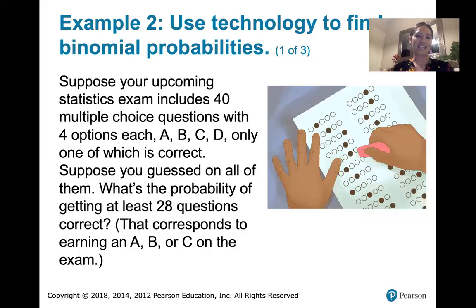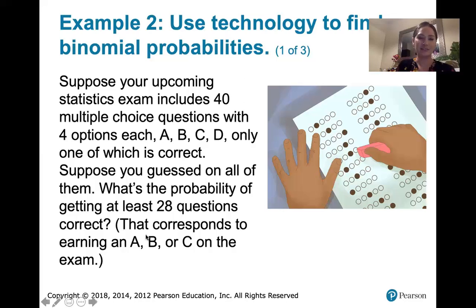Now, 28 out of 40 corresponds to a grade of 70%, so that's a C. And this says, what's the probability of getting at least 28 questions correct? So we want X to be equal to 28 or greater than 28, because you're hoping to get 28 correct or 29 correct or 30 correct. Any of those grades would be fine because those correspond to an A, B, or C on the exam. And I think most people want at least a C in the class, if not a B. Or if you're really ambitious, you probably want that A.